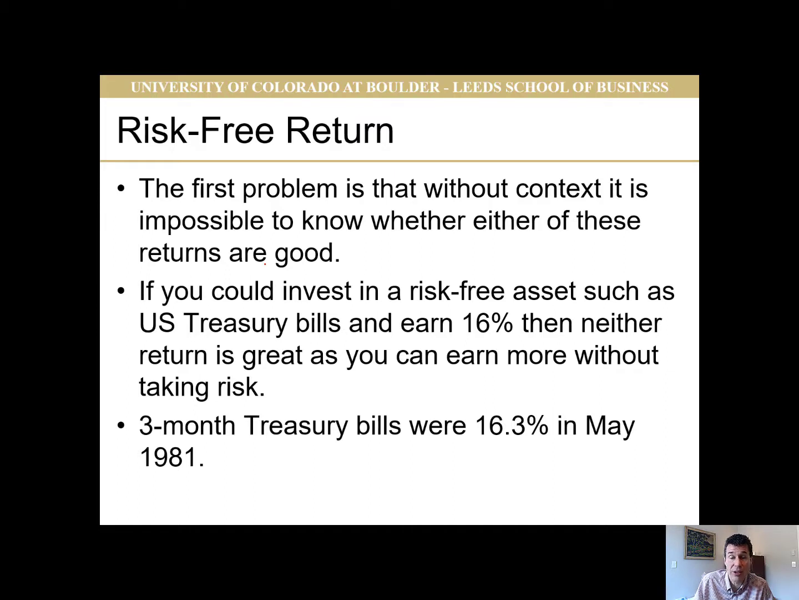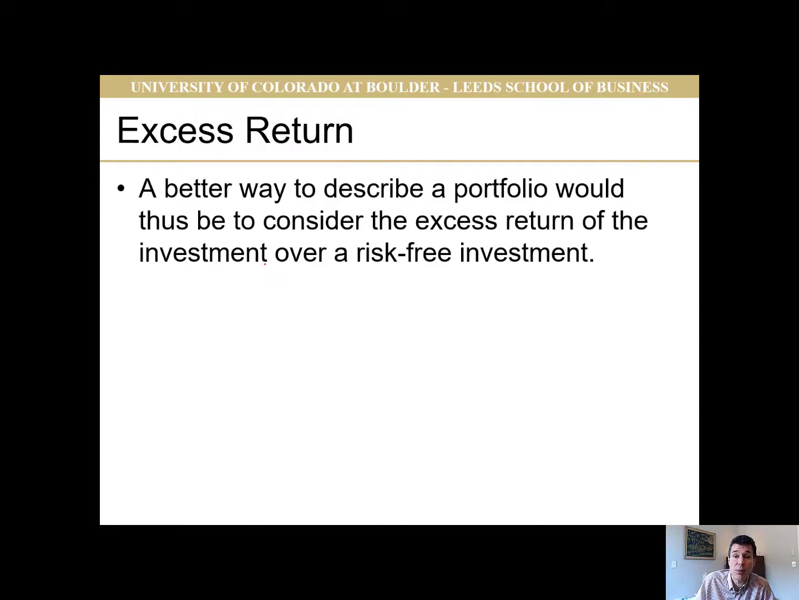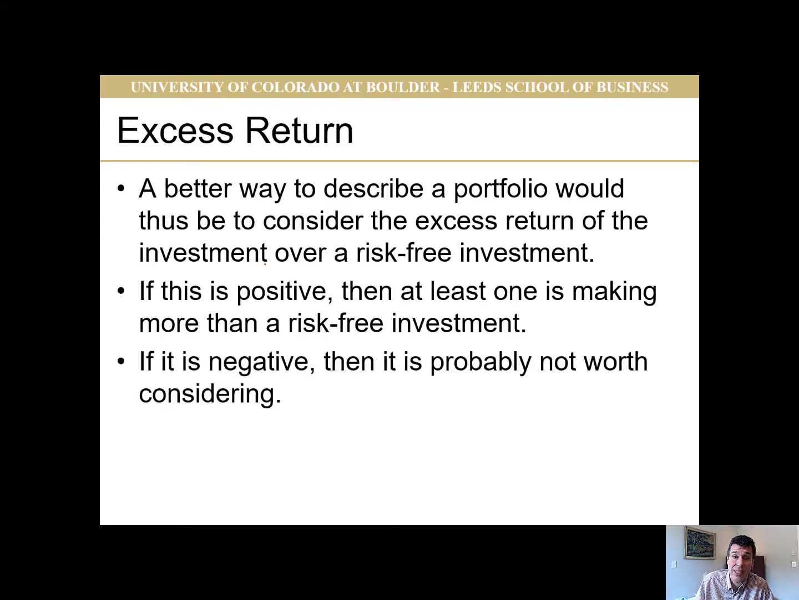And so if I could earn 16.3 by investing in Treasury bills, or somebody told me I could earn 10 by investing in, let's say, some stock market fund, I'd rather take the 16.3 in Treasury bills, even though, again, it's a 3-month bill. These are annualized returns. So over 3 months, you earn about 4%. So first, instead of talking about return, we might want to talk about the excess return, as in the return of the investment over a risk-free investment. If it's positive, then at least one's making more than risk-free. And if it's negative, then this is probably not an investment worth thinking about.